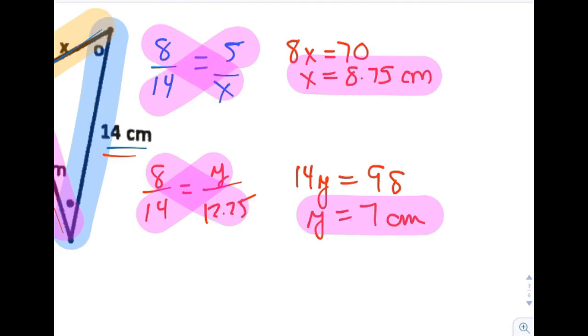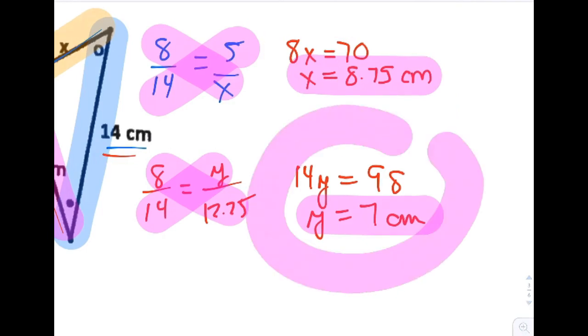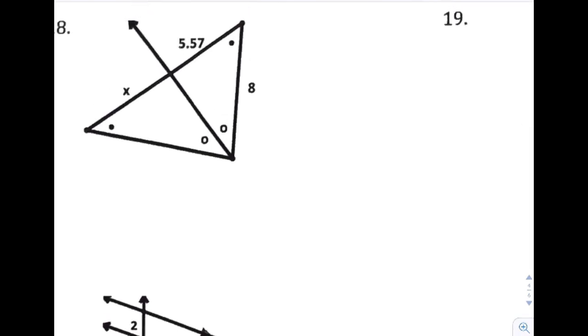And that's the work there. You have 8x equals 70, divide by 8 on both sides, and you get 8.75. For y, 14y equals 98, and when you divide by 14, that comes out to an even 7. So I don't want this to become an answer key, so for the next few problems, I'm just going to talk about how to do it so you understand it.